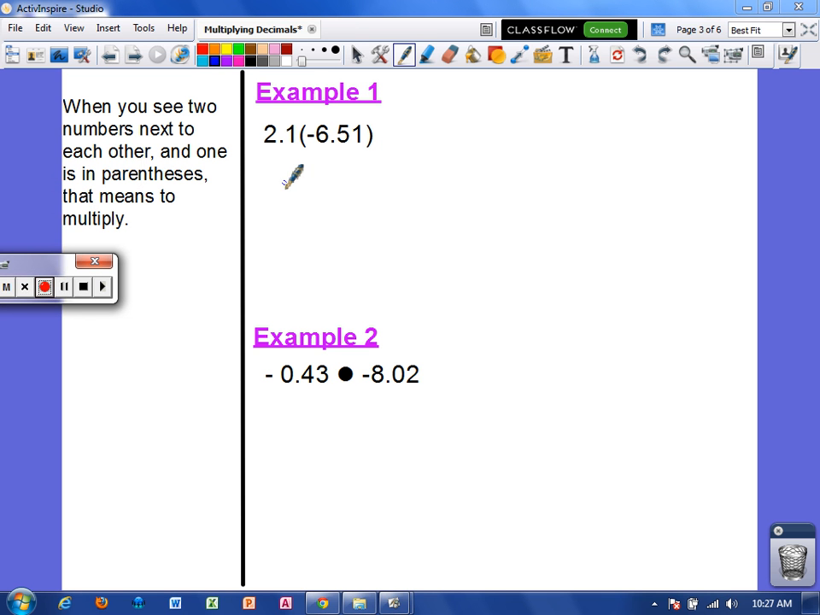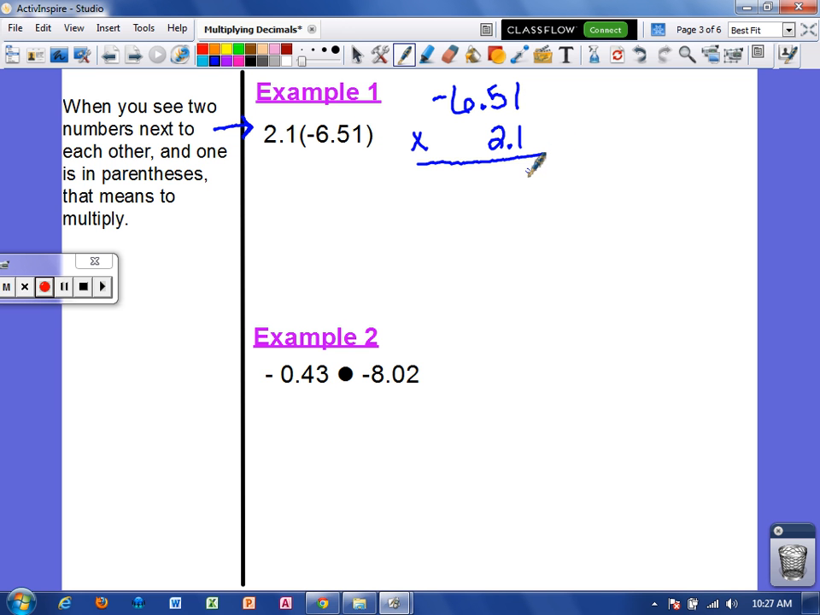Example 1, we have 2.1 times negative 6.51. Now I want to point out that whenever you see two numbers next to each other and one is in parentheses, that just means to multiply. So I'm going to take the longer number and put that on top. And then I'm going to take the smaller number and put it below that. And remember, we're lining it up on the right, so I would write it like this, so that my numbers are lined up on the right. Now I'm just going to multiply like normal.